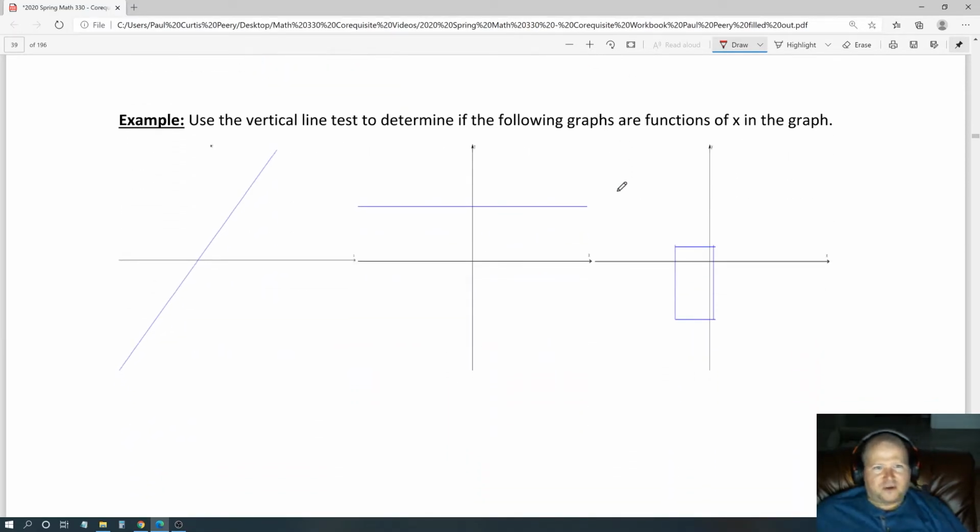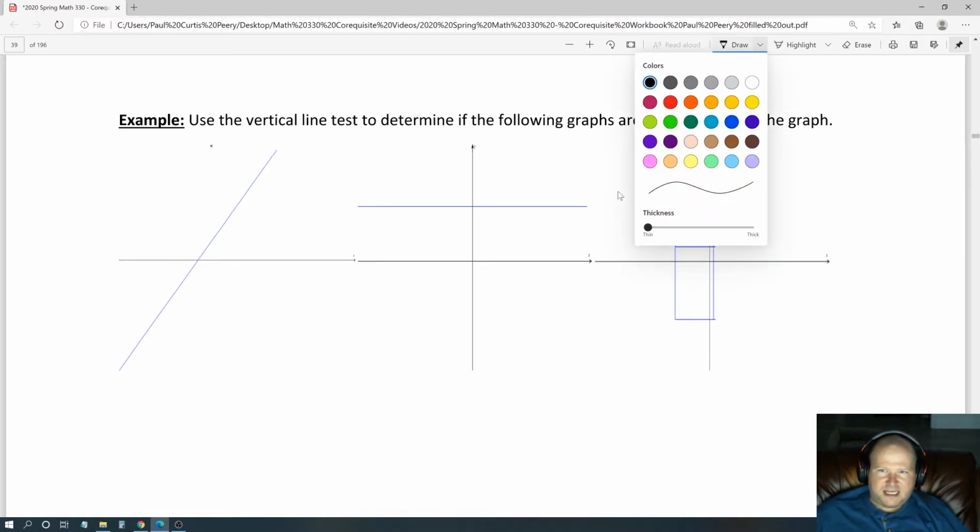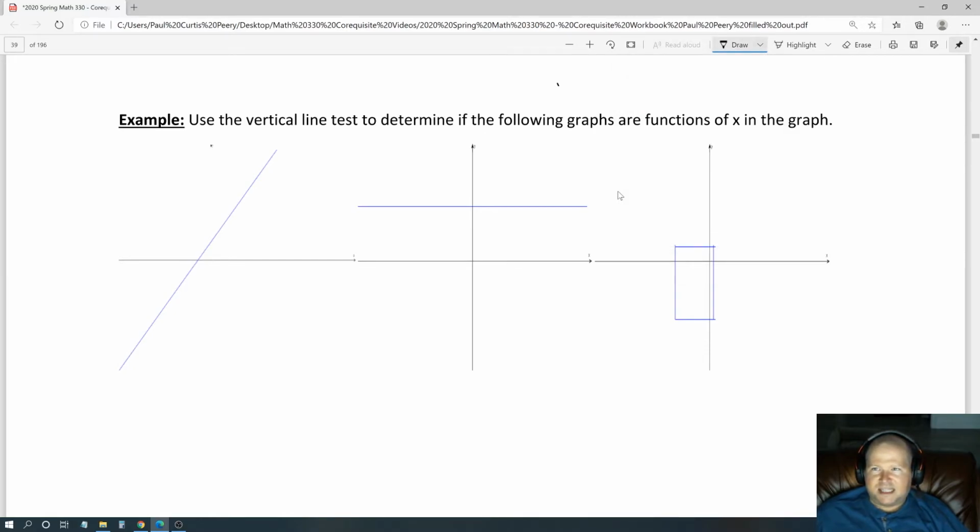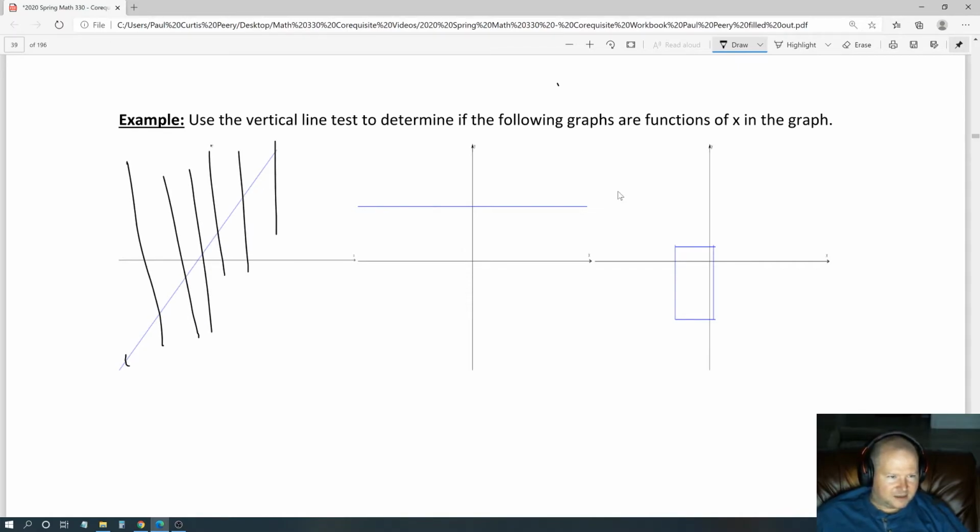Use the vertical line test to determine if the following graphs are a function of x. The vertical line test is basically what it says. If you drew a vertical line and pulled it along, or if you drew an infinite number of vertical lines, and it only hits the graph in one place, then it passed the vertical line test. So this one right here passed. There's no vertical line I could draw that would hit it in more than one place. So it is a function. That's basically how it works.